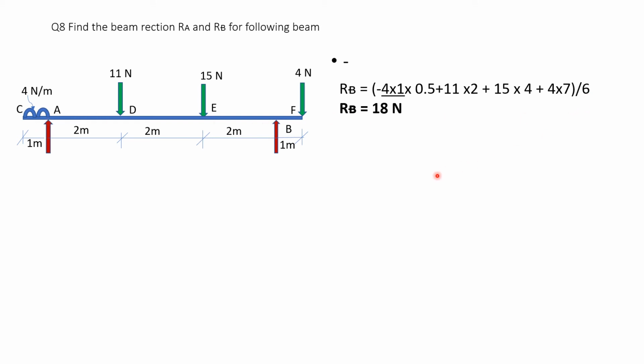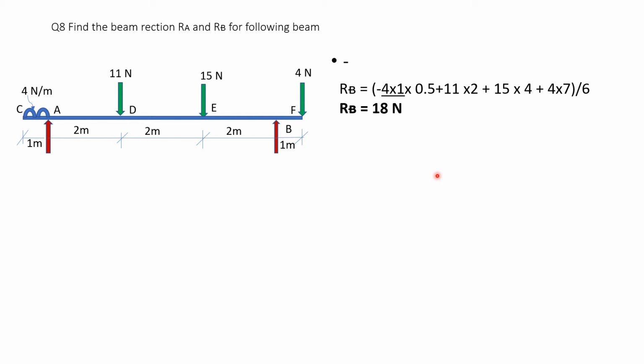Take the calculators in your hand, bracket open, minus 4 into 1 into 0.5 plus 11 into 2 plus 15 into 4 plus 4 into 7, bracket close, divided by 6 is equal to, and you will get the answer 18 Newton. RB is equal to 18 Newton. This is the answer for RB.